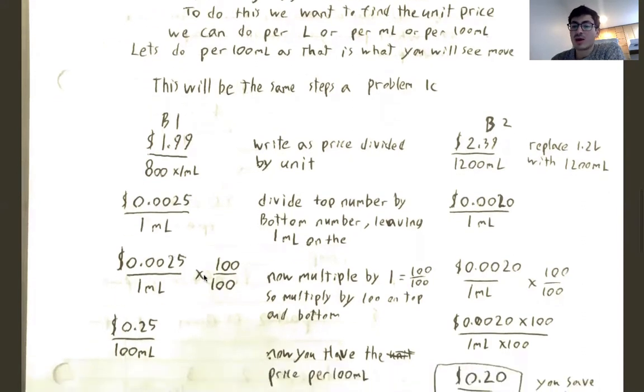So we're going to multiply by 1 again. Again, this multiplication by 1 is just 100 over 100. So we're going to multiply the top and the bottom by 100.